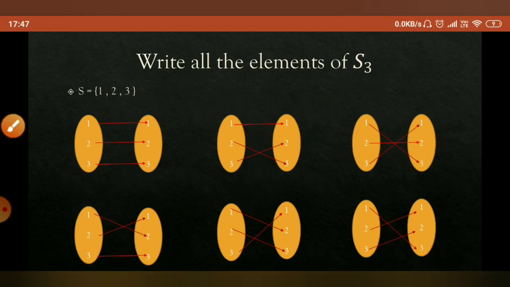So there are 6 ways of writing this 1-1 onto permutation. There are 6 permutations on the set of 3 symbols, on the set of 3 elements. So this is the arrow diagram way.